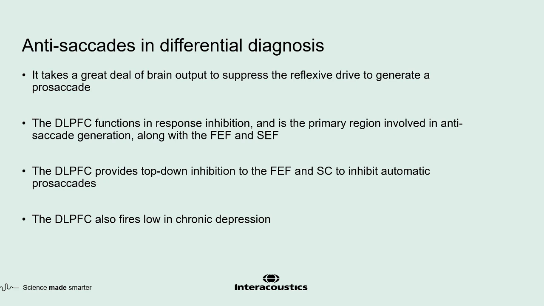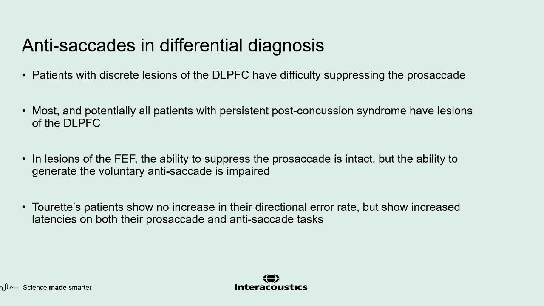So patients with discrete lesions of the DLPFC are going to have difficulty suppressing the pro-saccade. We see increased directional error. And again, most and potentially all patients with persistent post-concussion syndrome have lesions of the dorsolateral prefrontal cortex. In lesions of the frontal eye field, the ability to suppress the pro-saccade is intact, but the ability to generate the voluntary anti-saccade is impaired. And then in Tourette's patients, there's no increase in the directional error rate, but they show increased latencies on both their pro-saccades and on their anti-saccades.